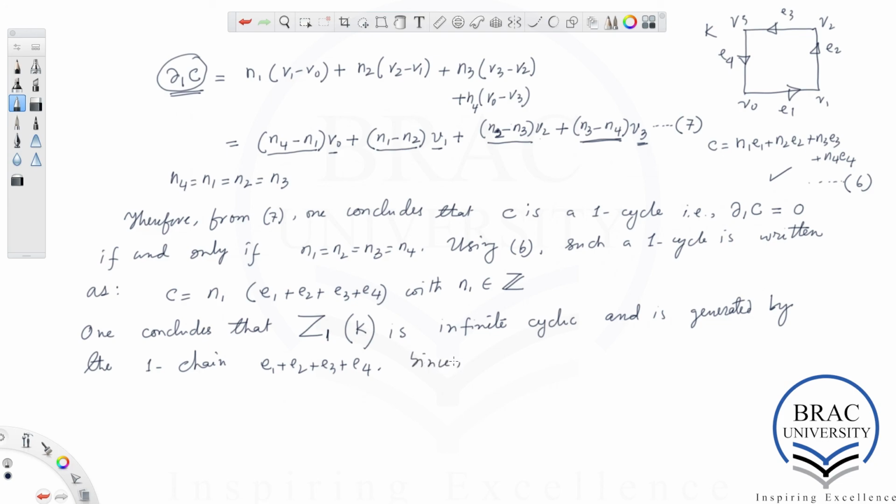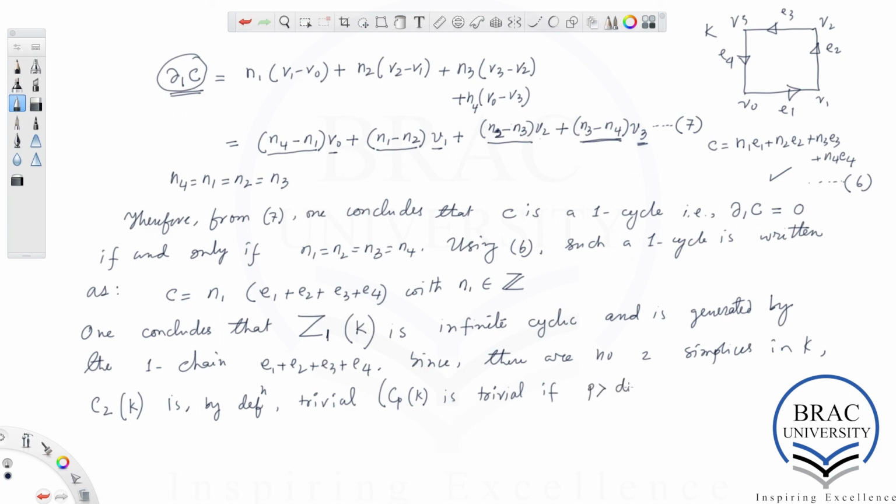Since there are no two simplices in K, C2 of K, the group of two chains on the complex K, is by definition trivial. Okay, this is a trivial group, meaning that it consists of the zero element only. So recall that C P of K is trivial if P is strictly greater than the dimension of the complex K. In this case, the dimension of the complex K is 1, right? And since we are dealing with C2 of K, and 2 is greater than 1, C2 of K is trivial.